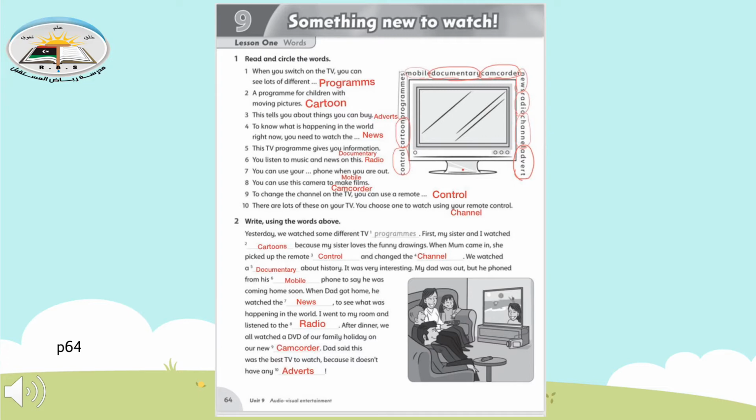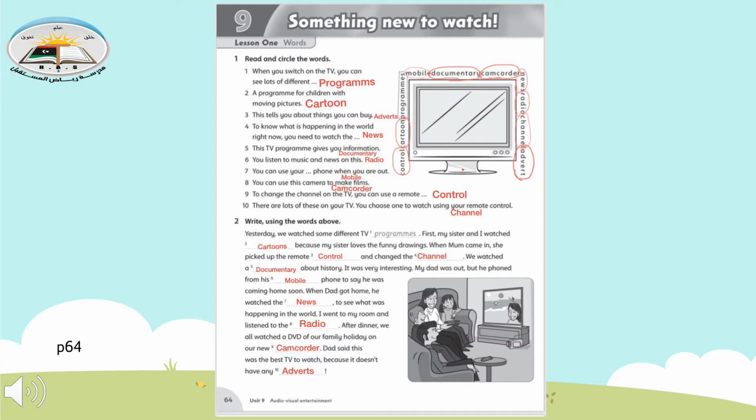Now we have number 2. Write using the words above. We're going to write the words using the words above. So let's start together. We have here, yesterday we watched some different TV programs. First, my sister and I watched space because my sister loves the funny drawings. So in the space number 2, we write cartoons. First, my sister and I watched cartoons because she loves the funny drawings.